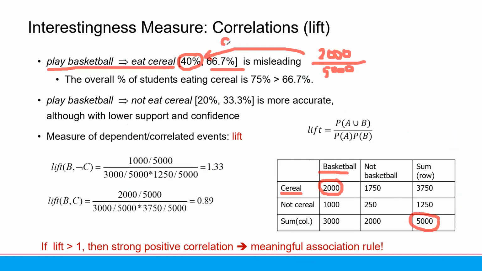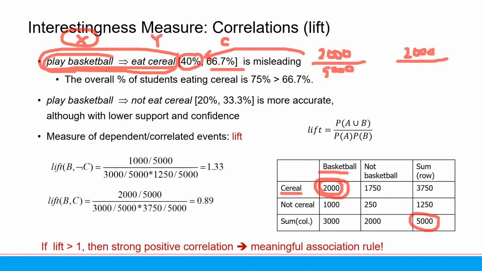What about this confidence? For this confidence, we want to get the total number of play basketball and cereal. If we look at the formula, let's say this is x and this is y. So we will divide by the total number of x. Play basketball and cereal, we have 2000. And we would like to divide by the total number of play basketball. The total number is 3000. So we divide by 3000. Then we get this confidence, 66.7%.